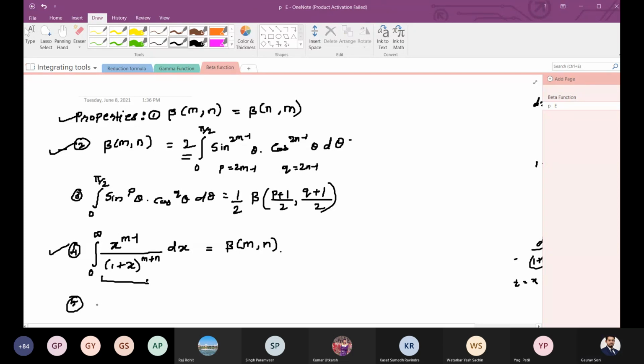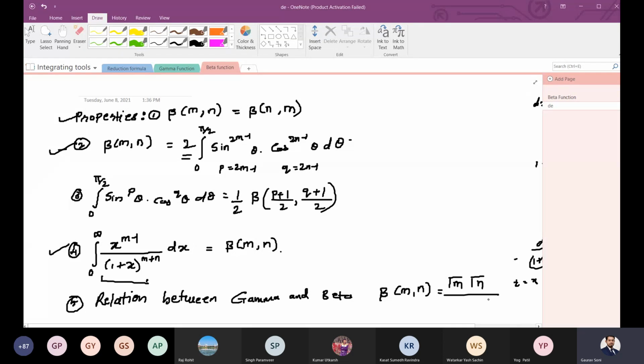Fifth, a relation between gamma and beta. The rule says that beta of m comma n is equal to gamma of m gamma of n upon gamma of m plus n. A very important result which will give you answer for a lot of integrations.